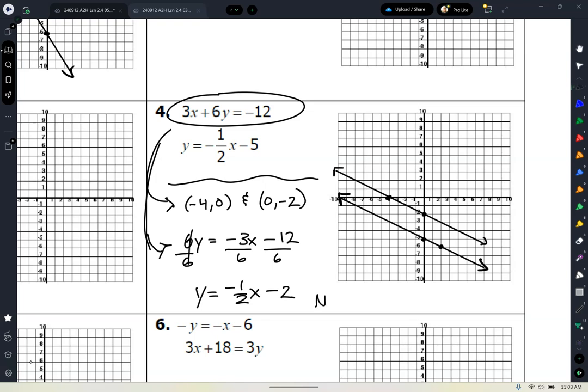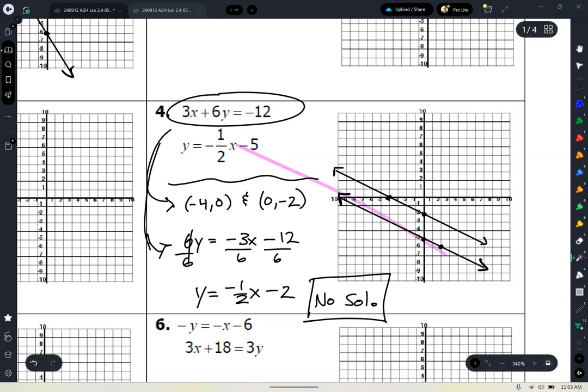But this is parallel lines. How do we know they're parallel lines? Like, how do we know they're not just tilted ever so slightly that way out here somewhere they're going to intersect? The slope is the same, right? Exactly. And we can see that the slope is the same.